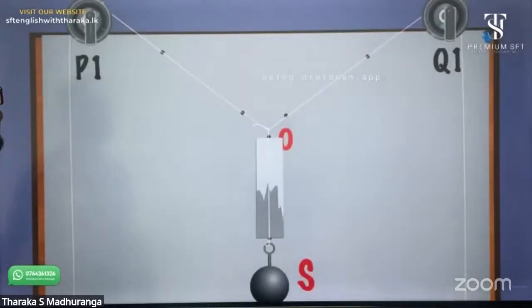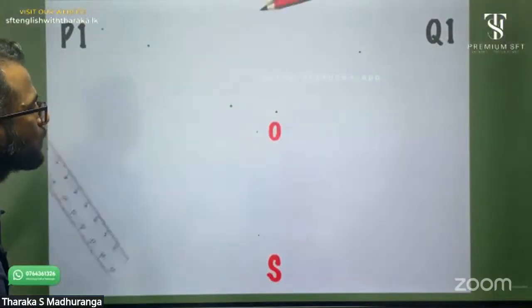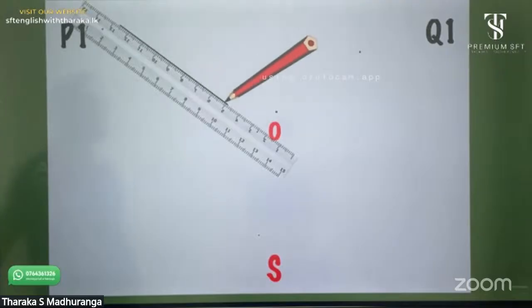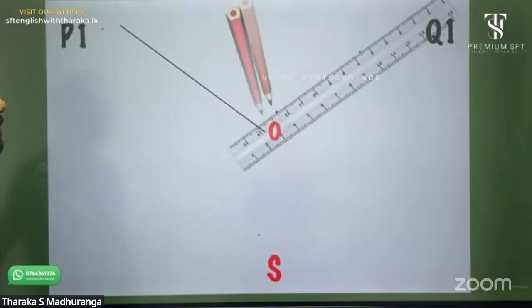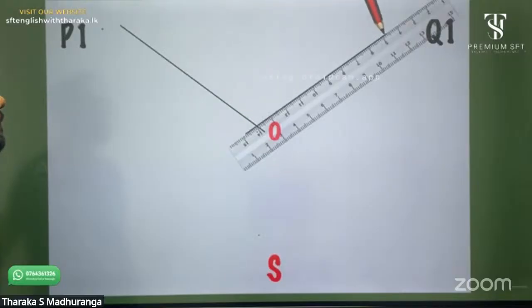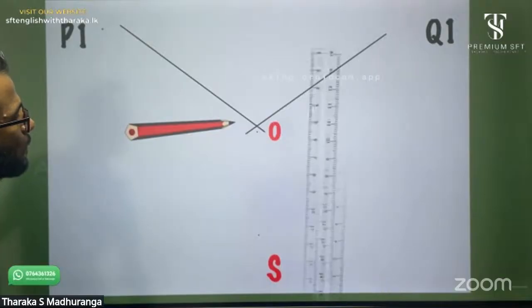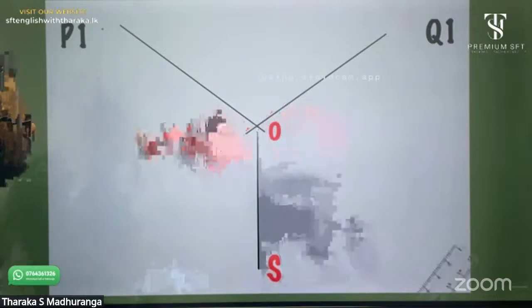Remove the paper from the board and place it on the table. Join the marked points with the pencil and a scale. Assuming a scale of 20 grams, OA is equal to 4 centimeters and OB is equal to 4 centimeters, to represent P equals 80 grams weight and Q equals 80 grams weight respectively.